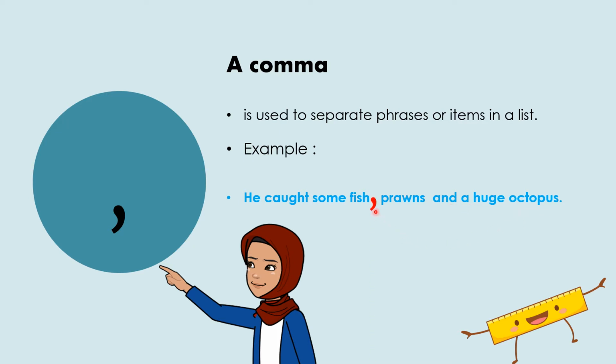So you must put a comma here after the word fish and here after the word prawns because we want to separate the items in a list.